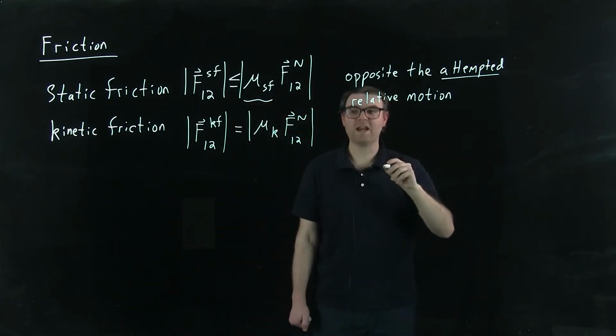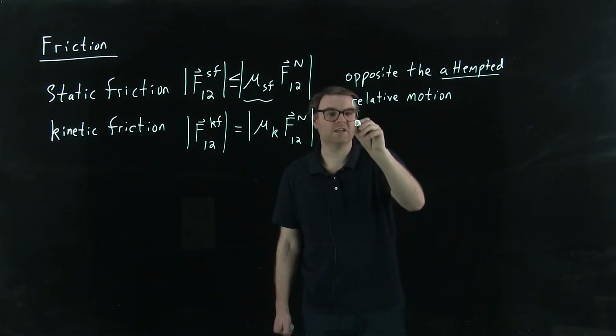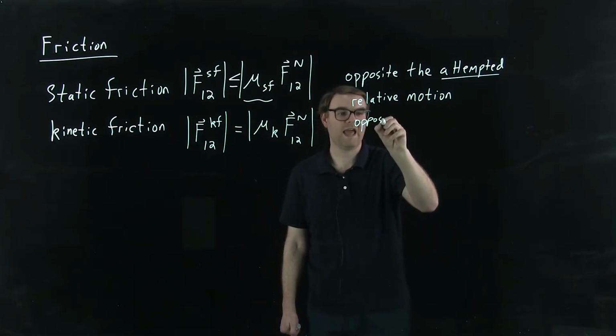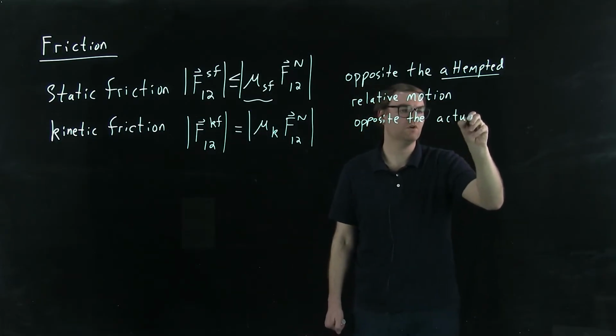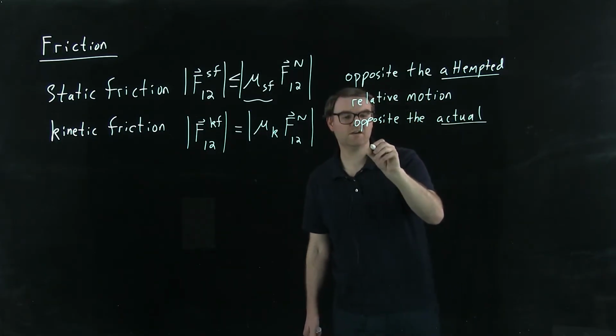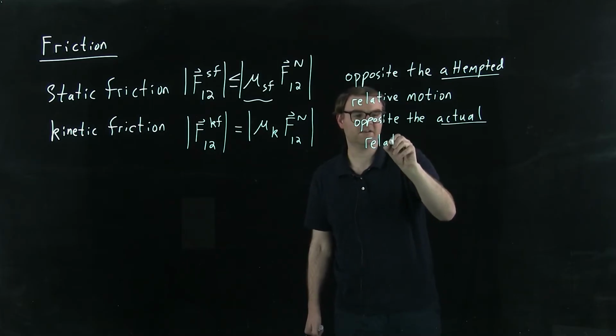And once again, this is an equation about magnitudes, so I'll put my magnitude signs on there. Similar to the direction for static friction, the kinetic friction direction is always opposite the actual relative motion between the objects. So here, it's a little bit easier, actual relative motion.